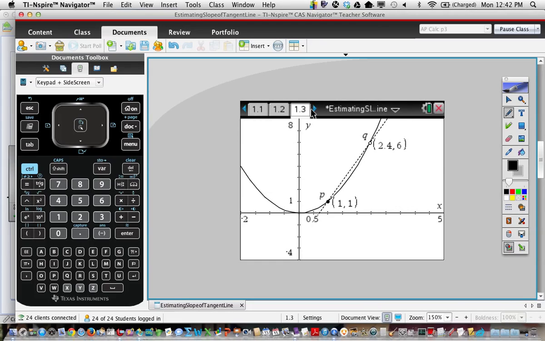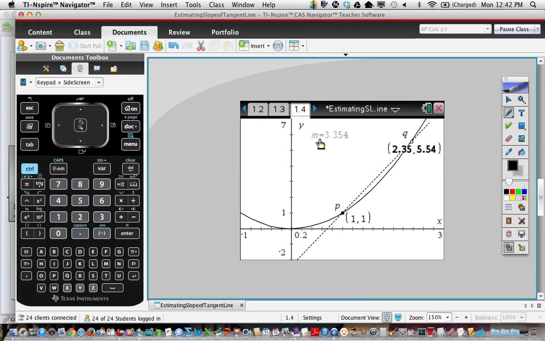Okay, let's go to the next page of the document. It looks very much like the same thing. The only difference is that for this second point, the slope has been calculated for us here. So we can watch it happen. As we move this point, we can see that the slope is getting less and less and less. And again, don't let go of it, because if you get too close, you might not see it.